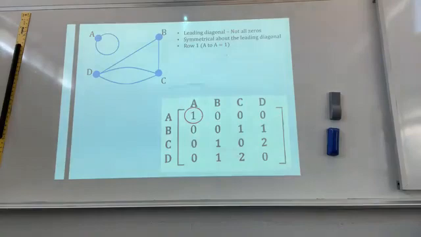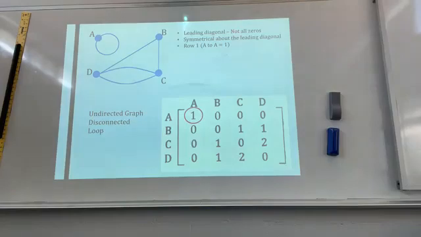Here, you can see that I've got 1 at A. The leading diagonal is not all zeros. Again, it's still all symmetrical because it's an undirected graph. Row 1, A to A equals 1. So if there's a number in the leading diagonal, it means there's a loop. It could be 1, it could be 2 loops, it could be 3 loops or whatever. But in this case, I'm showing you 1 loop. Undirected graph, disconnected, and there's a loop.